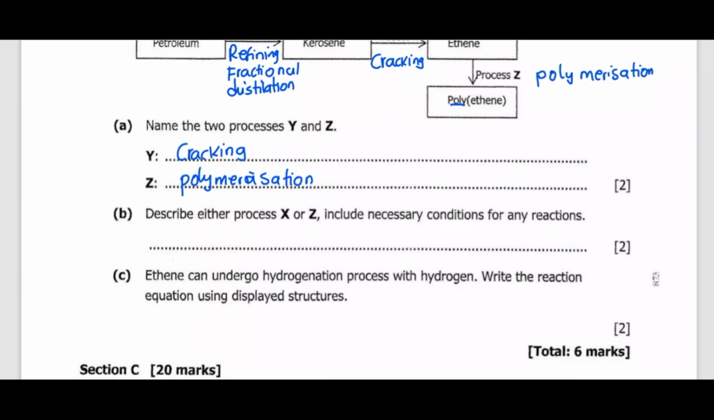Then describe either process X or Z, including necessary conditions for any reaction. So we have been given the chance to make a choice here, so we'll go with Z. Z is polymerization. If you want, you can go with refining. Depends on the one that you think is easy for you. So say Z is polymerization.